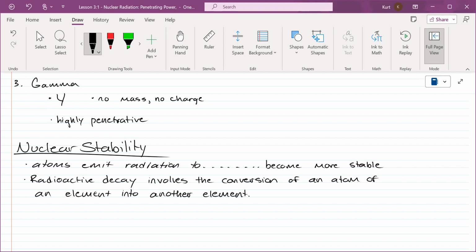Radioactive decay involves the conversion of an atom of one element to become another element. There is a name for this. This is called transmutation. It's a vocab term.